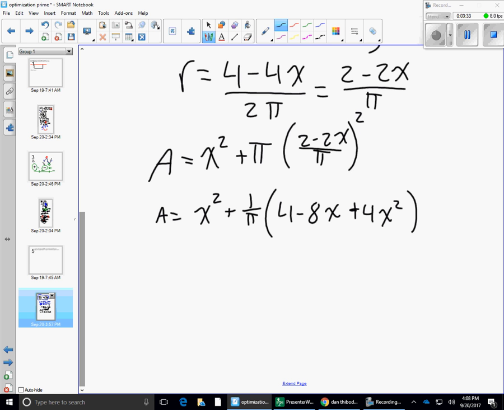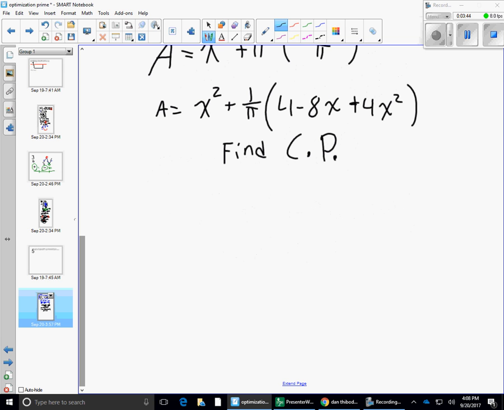And now we want to find our critical points. So how do we do that? We look at our area function, we look at the rate of change of our area function, or A prime, which is also dA, and in this case we're taking the derivative with respect to x, dA/dx. Okay, and so dA/dx is going to be, well, you can take this derivative here pretty easily, 2x, and I'm going to simplify a bit as well, 2x plus 8 over pi x minus 8 over pi.